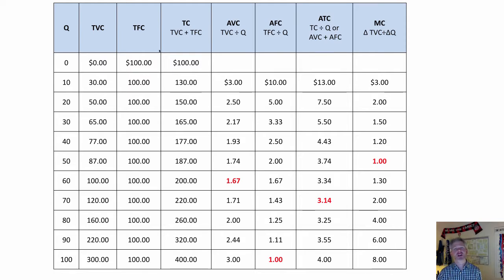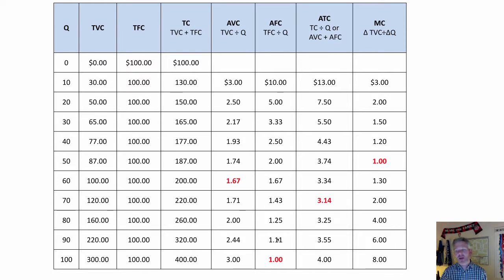Same thing for fixed cost. Notice, fixed cost is staying the same. So as we produce more, and we take 100 divided by 10, well, that's 10. Now 100 divided by 20, that's 5. 100 divided by 30, that's 3.333. So notice that as we add more quantity, the average fixed cost falls because we're producing more with that same amount of that fixed input.